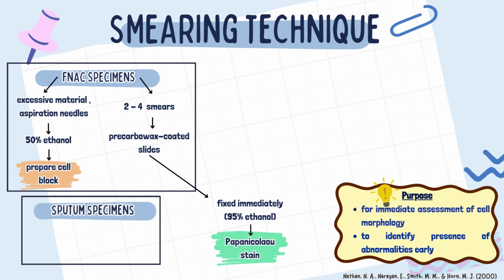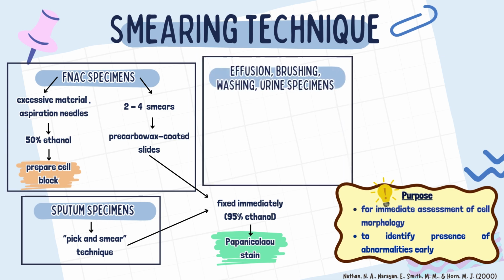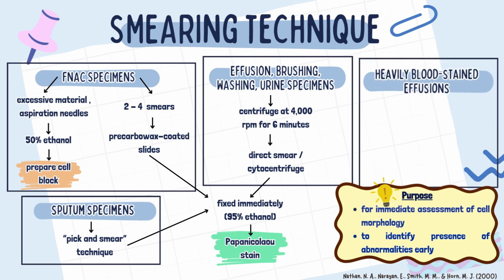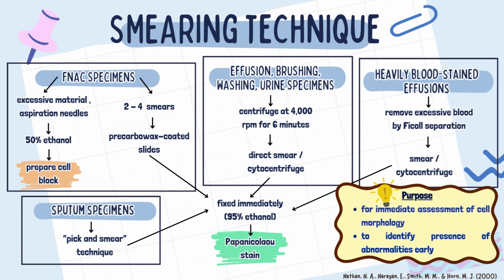Second, sputum specimens will be prepared using the pick and smear technique, followed by fixing in 95% ethanol and Pap stain. Next, effusion, brushing, washing and urine specimens will be centrifuged at 4000 rpm for 6 minutes. Then, it can proceed with direct smear or cytocentrifugation, followed by fixing and staining. Lastly, heavily blood-stained effusions. First, the blood needs to be removed by Ficoll separation, which is a density gradient centrifugation technique. Then, proceed with either smear or cytocentrifuge. These will be followed by fixing and staining.